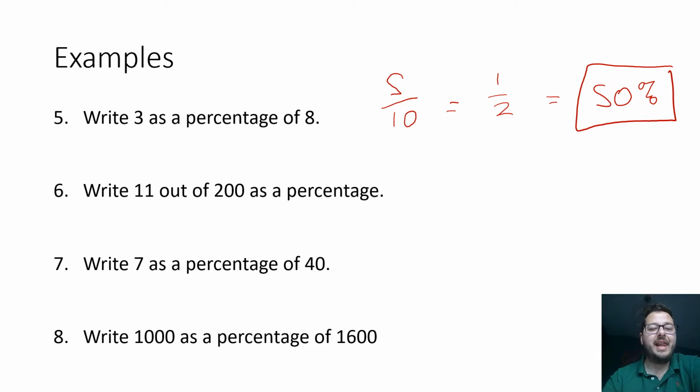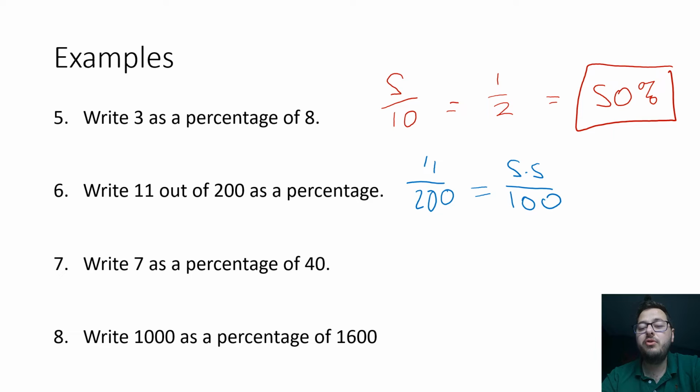All right, next one, we want to write 11 out of 200 as a percentage. Now the other thing is percent literally means out of 100. So 100% is the whole thing. If you can get the bottom of your fraction to be 100, whatever's on top is going to be your percentage. So with 11 over 200, I can just divide the top and bottom by 2 and it's going to be out of 100. Half of 11 is 5.5 and half of 200 is 100. So 5.5 out of 100 is going to be 5.5%.